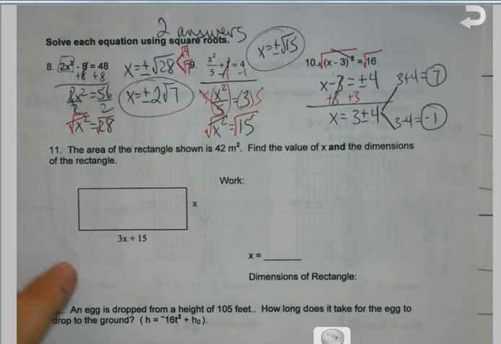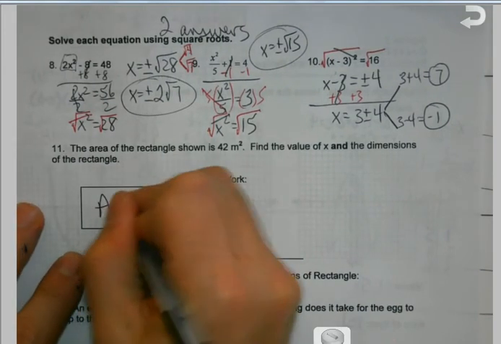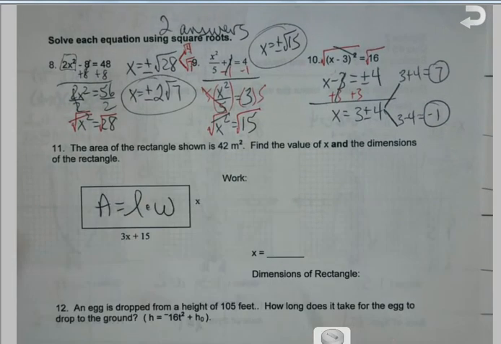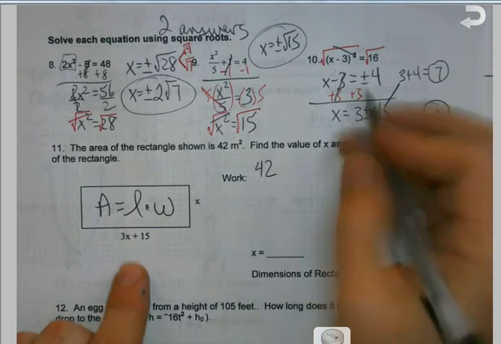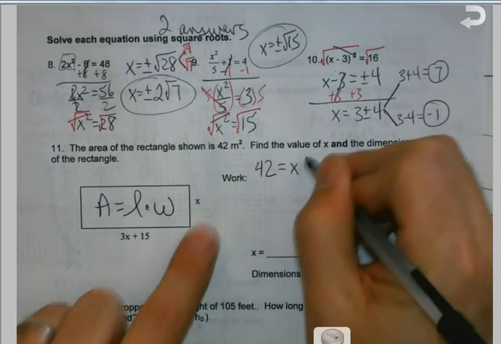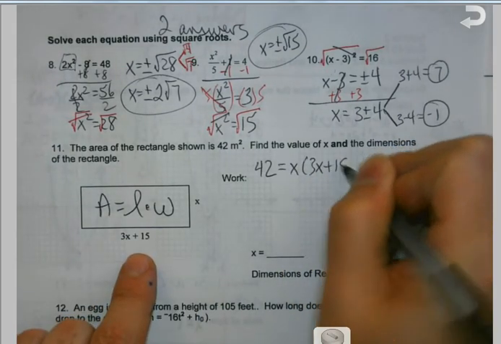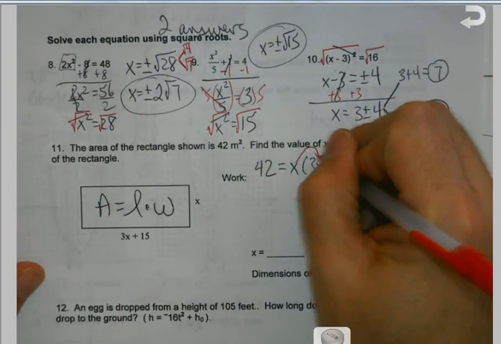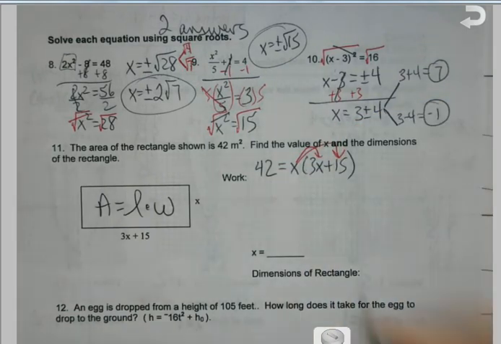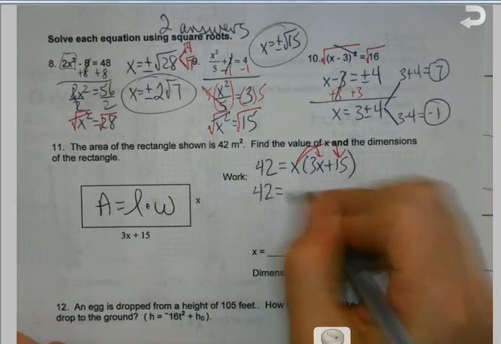Same thing with 11. Area of a rectangle. Area is length times width. They tell me the area. It's 42. They tell me the length. They tell me the width. Doesn't matter the order I write them down. But now we're going to go along doing something like we did up here. We're going to distribute that x through.